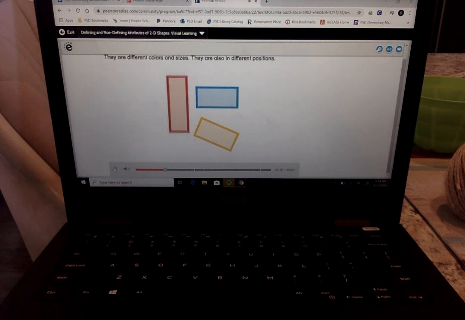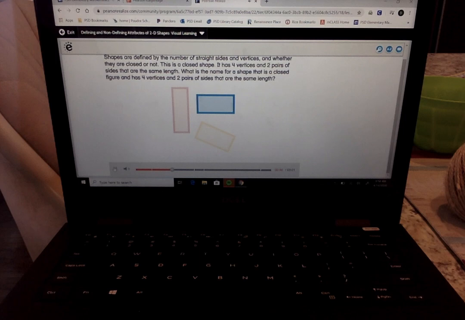They are different colors and sizes. They are also in different positions. Shapes are defined by the number of straight sides and vertices, and whether they are closed or not. This is a closed shape. It has 4 vertices and 2 pairs of sides that are the same length.